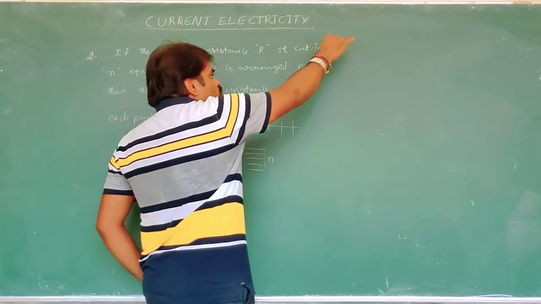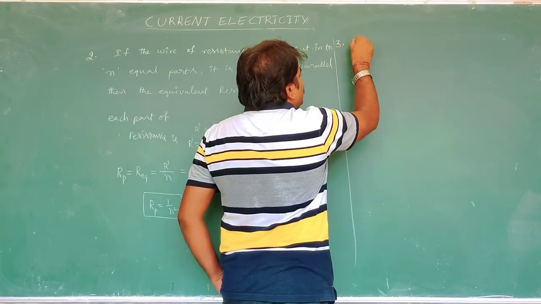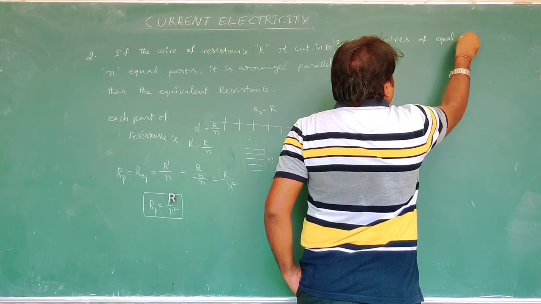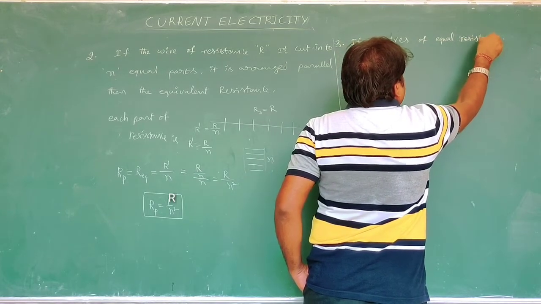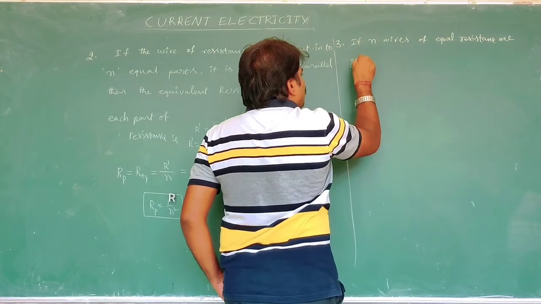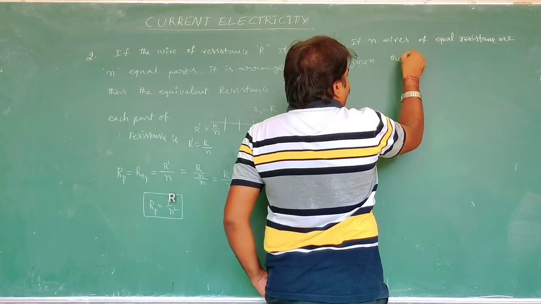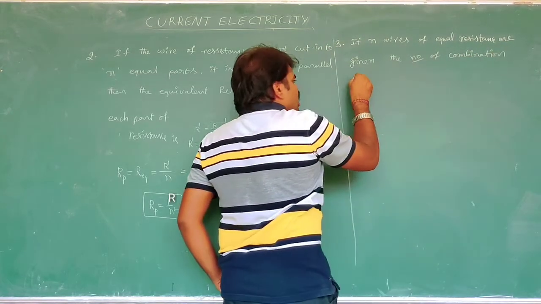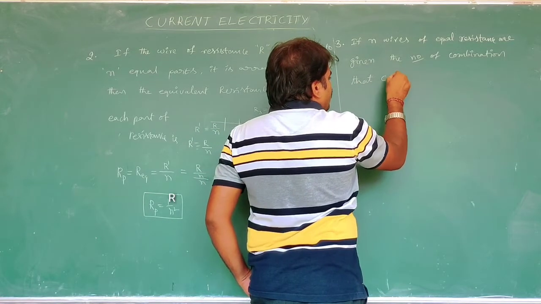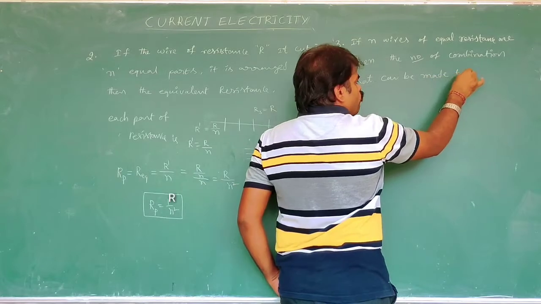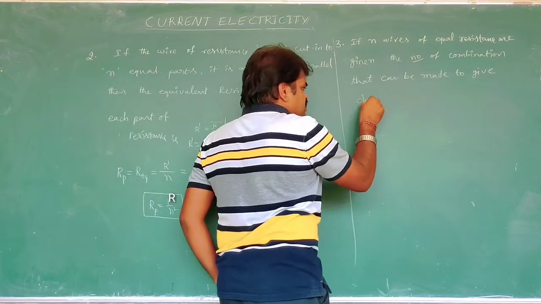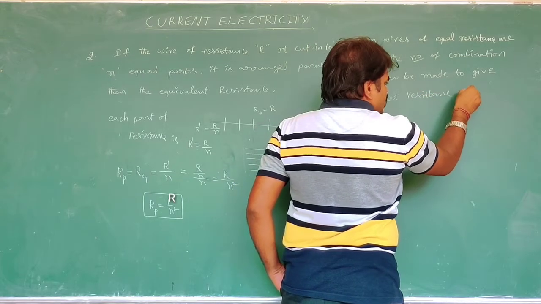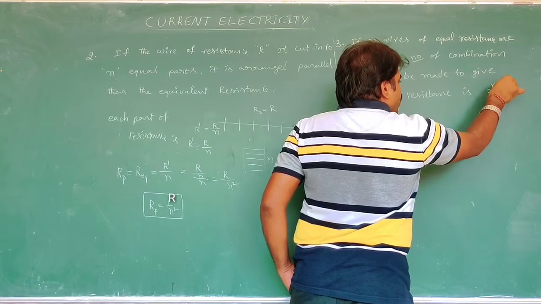R by N square. Now going to the third application: if n wires of equal resistance are given, the number of combinations that can be made to give different resistance is 2 power of n minus 1.